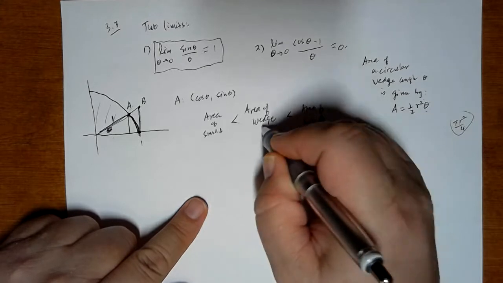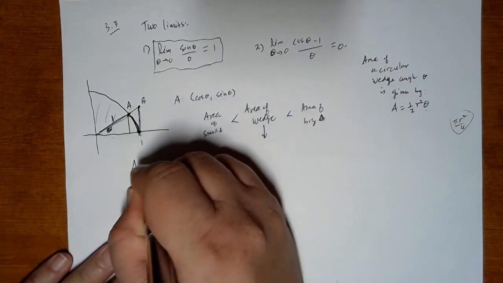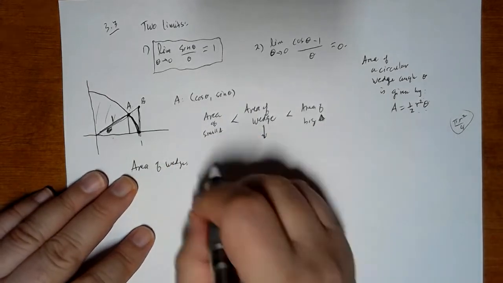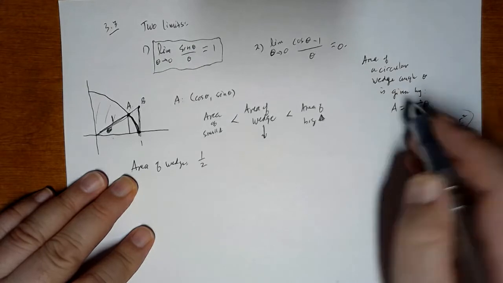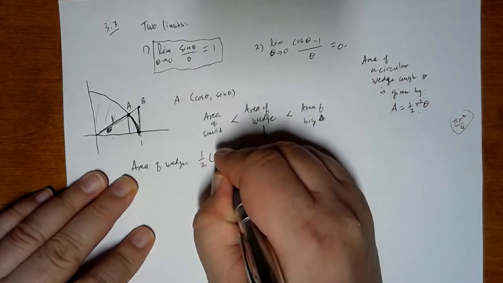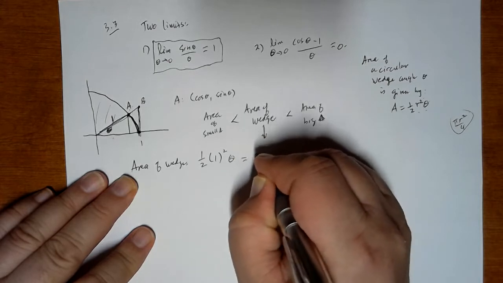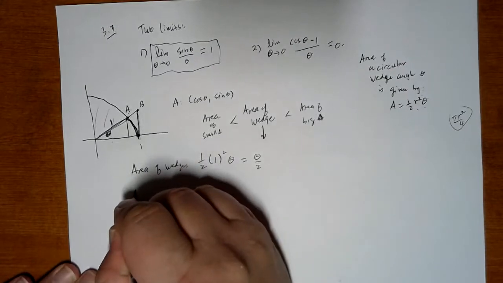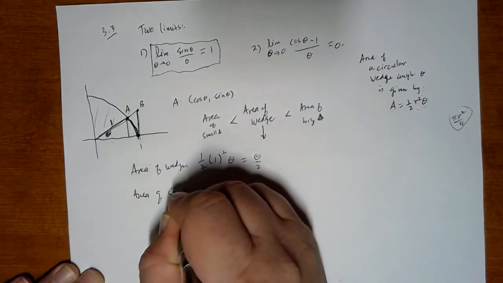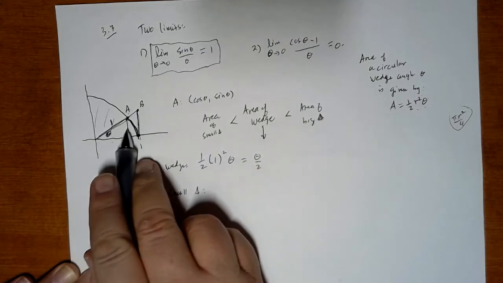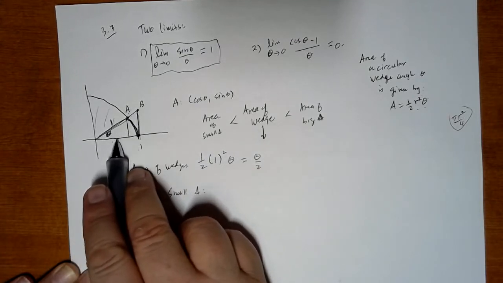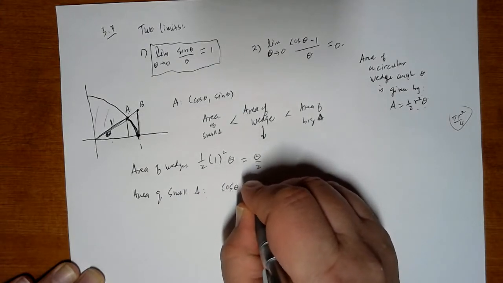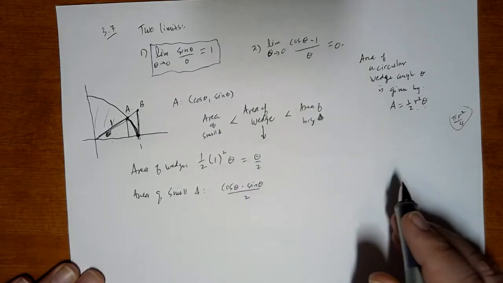Now, the area of the wedge, we know it's 1/2 r squared theta. What is r in this case? r is 1, so that's 1/2 times 1 squared times theta, or just theta divided by 2. Okay, now let's see if we can find our other areas. The area of the small triangle: the lengths of the 2 sides are cosine theta and sine theta. So the area of the small triangle then would be cosine theta times sine theta divided by 2. I'm using 1/2 base times height.